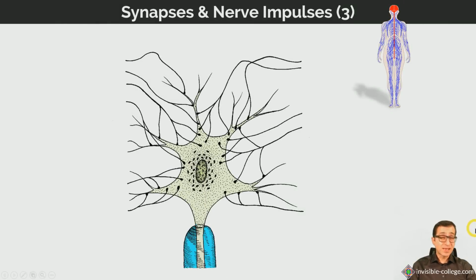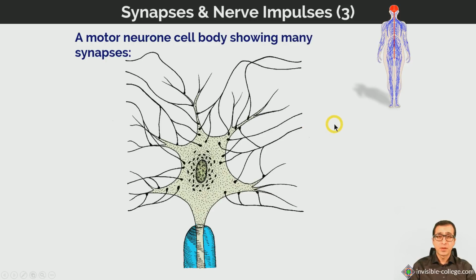So a motor neuron has a slightly different structure to a sensory neuron. A motor neuron has a cell body with many dendrites, these long tree-like projections. Now, as we can see here, this motor neuron cell body is receiving synapses from many surrounding neurons here. So we can see here the direction of the nerve impulse traveling from the cell body down the axon, which is not shown here, towards the bottom.